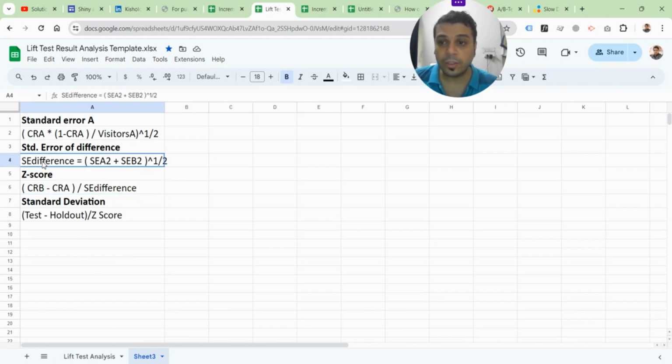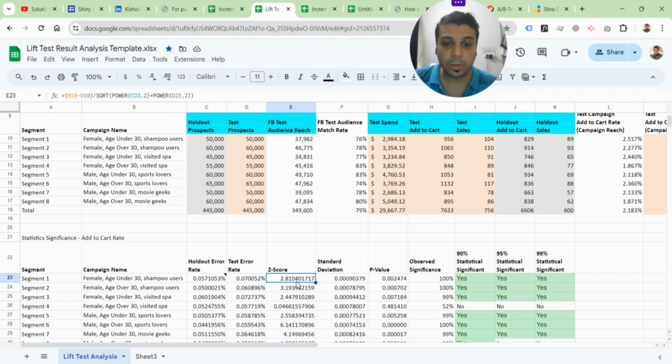Okay, so standard error of difference, by the way, is basically each of the standard errors summed together, and then you take the square root of that. So that's the definition of standard error of difference. These formulas are actually going on behind the scenes, and if you just look at them, you will understand what is going on. So power C23 2 simply means that it's the square of this particular value. C23 is this value here. So you're just taking the square of these two, summing them up, and then taking the square root over them, and dividing the difference of the two values, the add to cart values. That's how we're establishing add to cart.